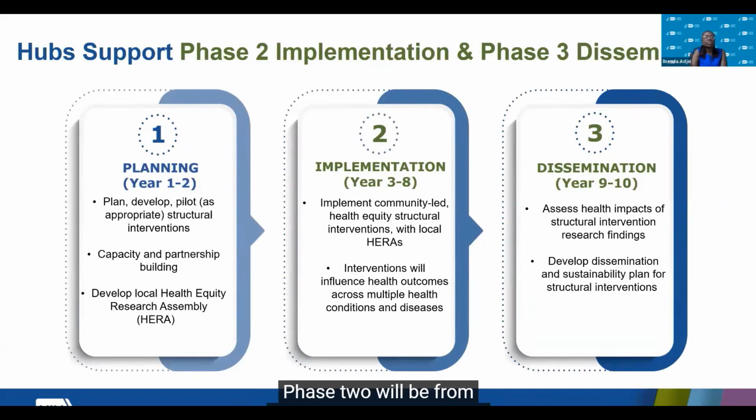Phase 2 will be from years 3 through 8, and during this phase, scientific support will focus on implementation of the structural interventions. These interventions will influence health outcomes across multiple health conditions and diseases. The final phase of ComPASS, Phase 3, will cover years 9 through 10 and will be dedicated to assessment, dissemination, and sustainability for the structural interventions.